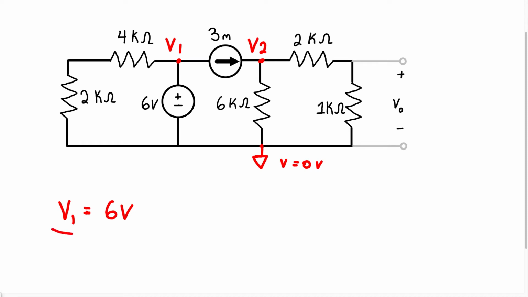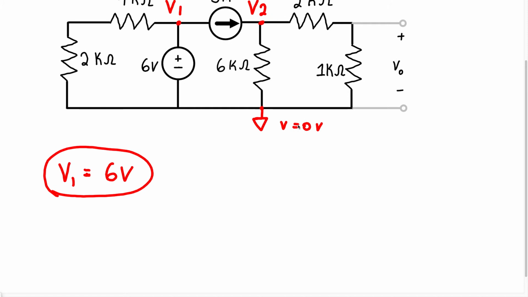Now, I'm just going to circle this, right? This isn't our answer, but this is very important to us. So we know the voltage at this node because we know the voltage of this source. Now let's do node 2. We know this doesn't have a branch with a single voltage source, so we have to write the node voltage equation for node 2.